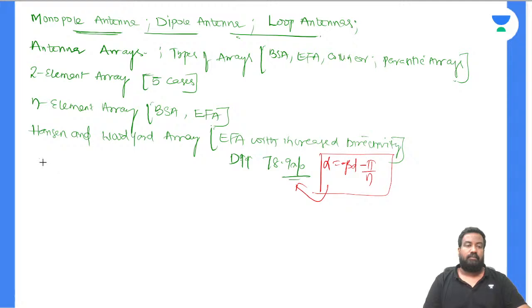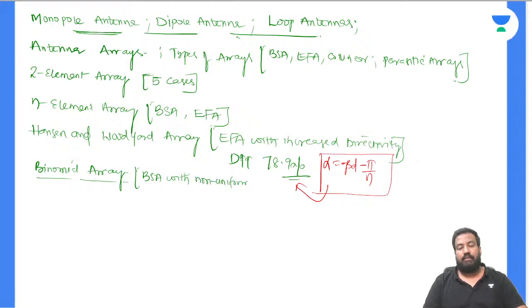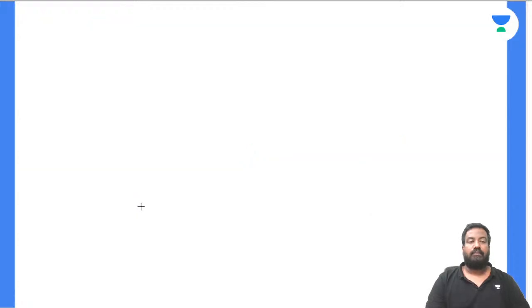And also we discussed a special array named binomial array. Binomial array is a special case of broadside array with non-uniform amplitude distribution. These were the concepts that we had discussed in antenna arrays. And also we discussed the 7 sisters. Just like the seven sisters, these are 7 important antennas.